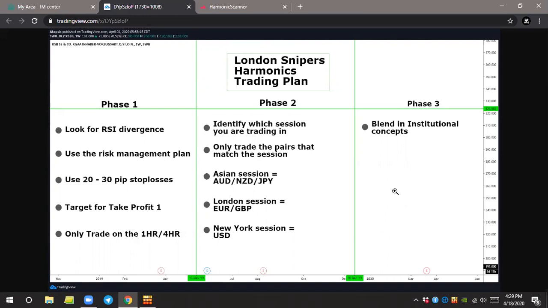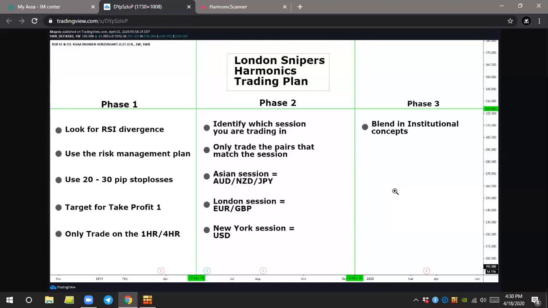Welcome to the team. Today we're going to go over the harmonics trading plan, and there are three phases to this plan. The first phase is going to help you look for RSI divergence and how to use a risk management plan, using 20 to 30 pip stop losses and only aiming for target one, take profit one. We're also going to show you why you should only be trading on the 1 and 4 hour while using the harmonic scanner.